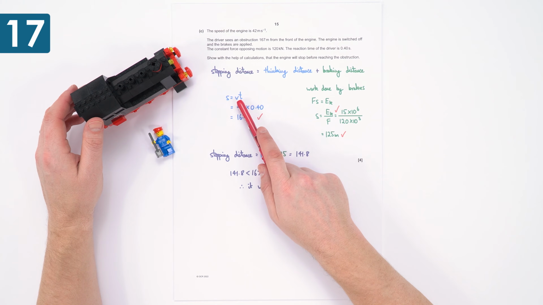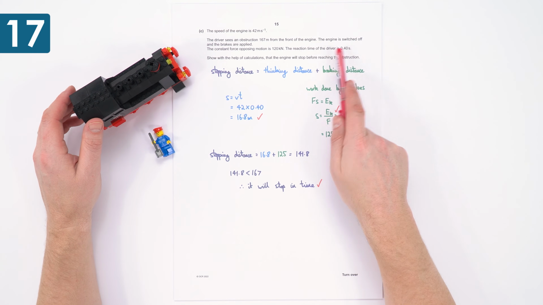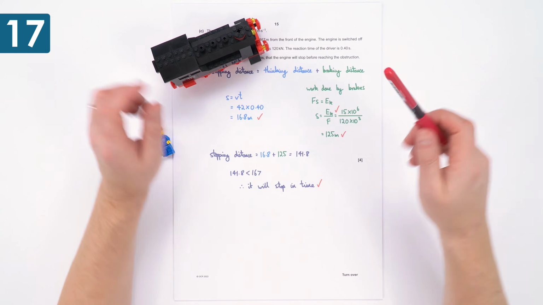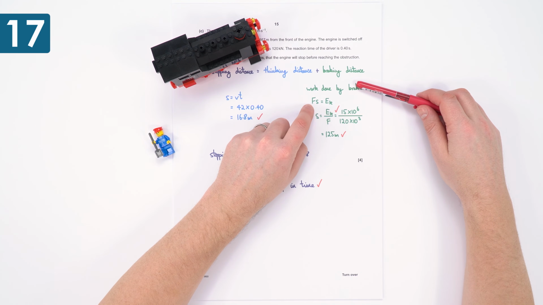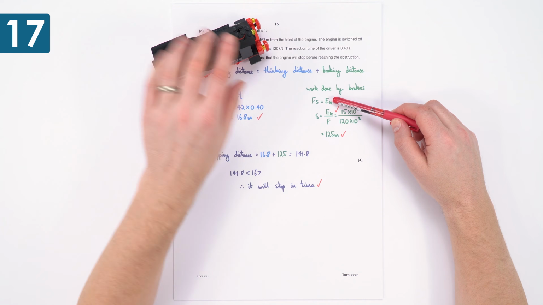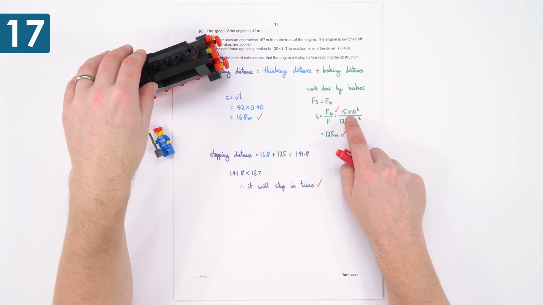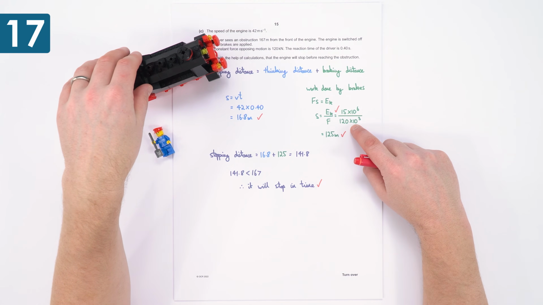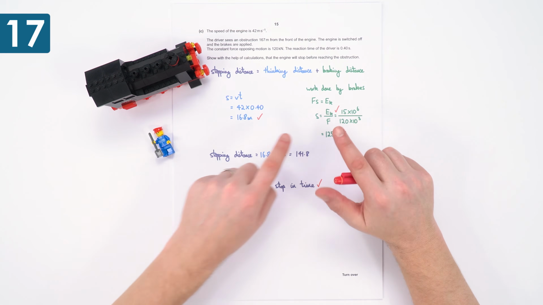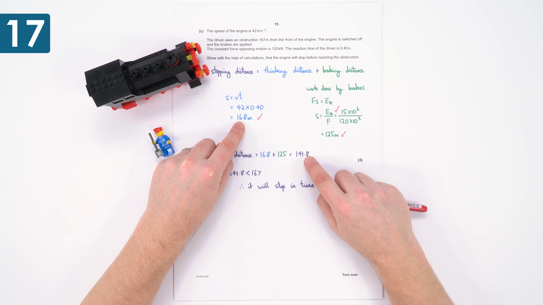Now that's the thinking distance, which is the distance that the engine travels after the driver has seen the obstruction. So they're travelling at 42 meters per second and their reaction time is 0.40. So the distance it travels is 16.8 meters before the brakes are applied. And then the work done by the brakes is equal to the force of the brakes times the distance that they're acting, and that's equal to the initial kinetic energy of that engine. So S is going to be the kinetic energy divided by the force, or 15 megajoules divided by 120 kilonewtons, which is 125 meters. So the total stopping distance is this 16.8 plus 125, which is 141.8.